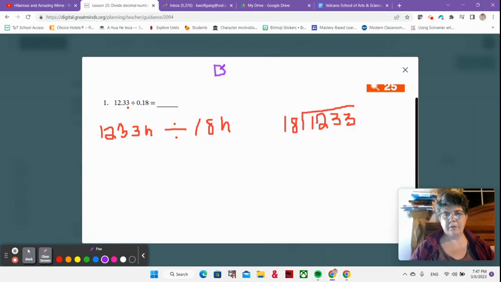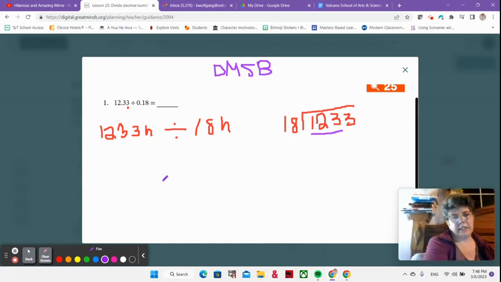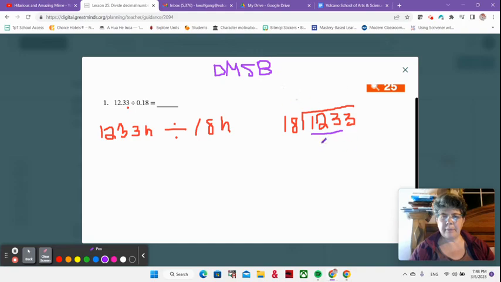And it would help if you wrote dead monkeys smell bad at the top of your page, just like I'm doing here. Okay, so 18 does not fit into 1. 18 does not fit into 12, but 18 does fit into 123. Okay, so we are going to continue to divide, and we're going to think about how many times 18 would fit into 123.